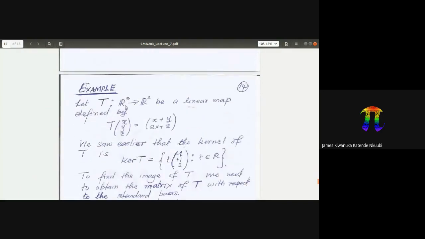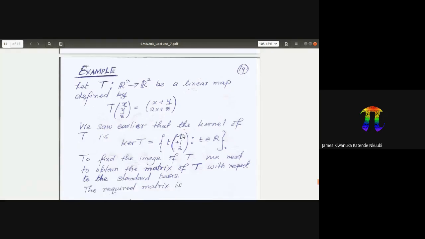So let's look at this map from R3 to R2. It's defined by this transformation. X, Y, Z is mapped onto X plus Y and 2X plus Z. So it's a map from R3 to R2. So what we are looking for is a subset of R2. The image must be a subset of R2, and we need to find it.